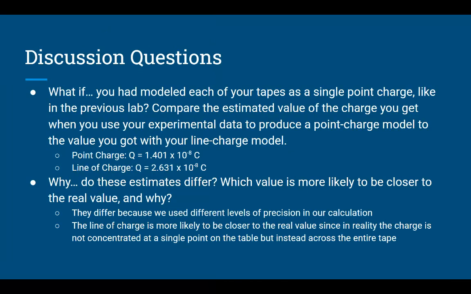So our discussion questions are basically just asking what the two different values are that we find, and then to compare them. For the point charge, we found that Q is, as I said earlier, 1.4 times 10 to the negative 8. For a line charge, though, it's higher. That's pretty much all this one is asking, to compare the two. But then the one below is asking why they are different. Well, they differ because we're using different levels of precision in our calculation. The line of charge is a lot more likely to be closer to the real value, since in reality the charge is not concentrated at a single point on the tape, but instead is across the entire tape.